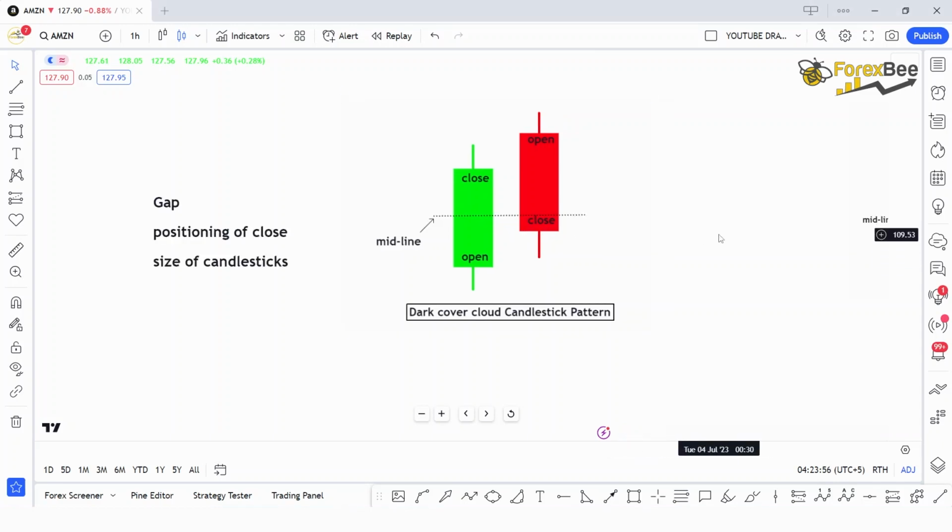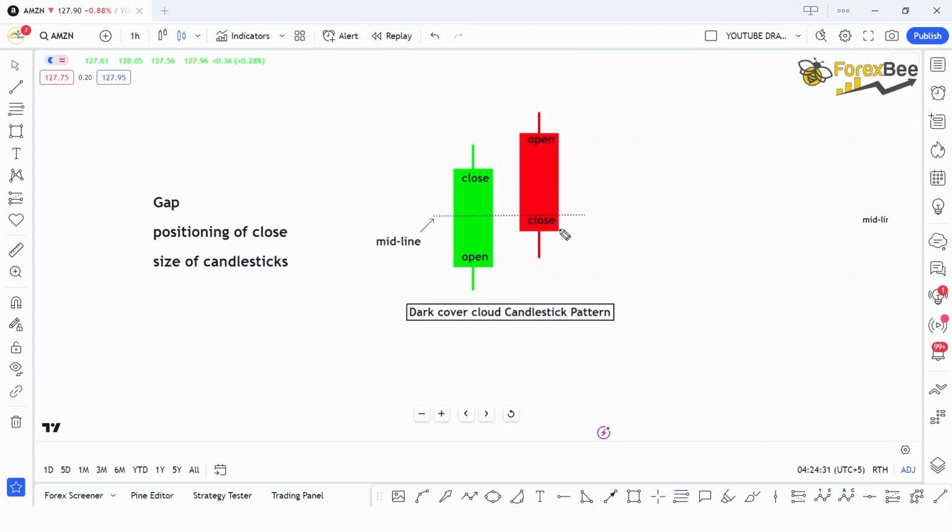Now you have understood the identification of a dark cloud cover candlestick pattern. It is time to analyze this candlestick pattern. We can analyze this candlestick pattern with reference to the gap, the positioning of the close of the second candle, and the size of the candlesticks. If the gap between these two candlesticks is significantly bigger, the chances of a bigger bearish reversal in the market trend are higher.